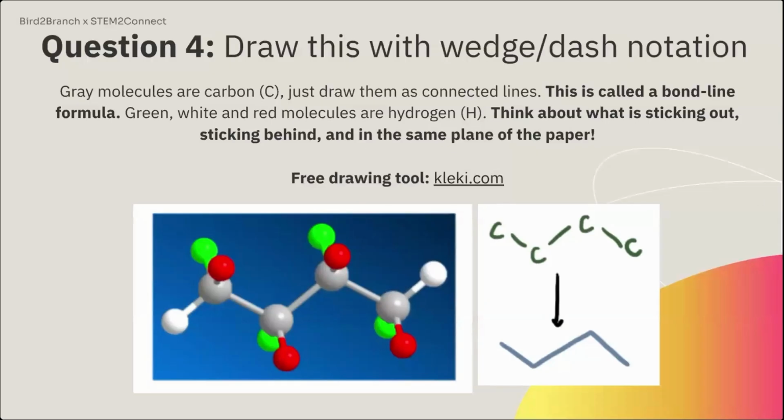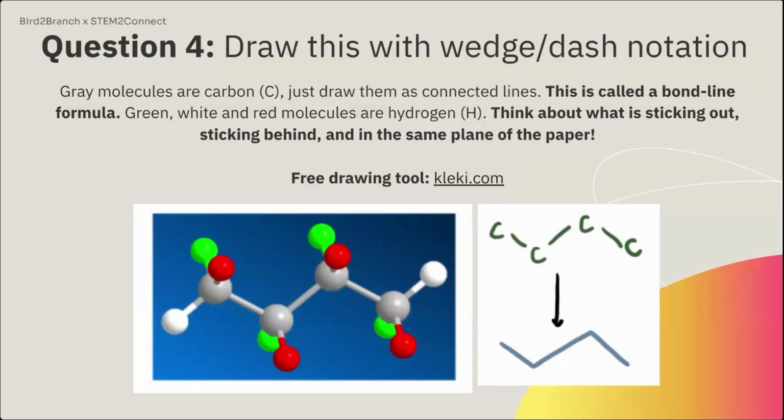So now for the people who have paper or have access to a computer or tablet, let's take a brief second to practice drawing with wedge or dash notation. Gray molecules are carbon, and you just draw them as connected lines. That's known as a bond line formula. For example, if you see these 4 C's connected, it's just this line, and each endpoint of the line is just a carbon.